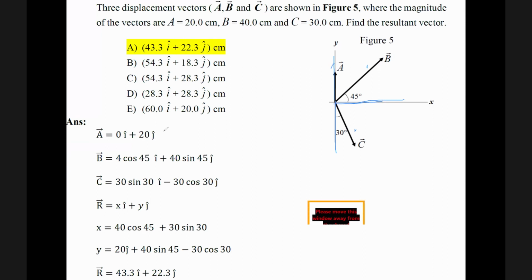To find the resultant vector, you analyze each vector. A doesn't have an x component because it's all along y. It's only 20 j hat. B will be 40 cosine 45 i hat, sorry, that was a mistyping, and 40 sine 45 j hat, both of them positive. For C, it's negative cosine 30 i hat and positive sine 30 j hat. Then what you do is add them: i hat to i hat, j hat to j hat. You get the resultant vector.